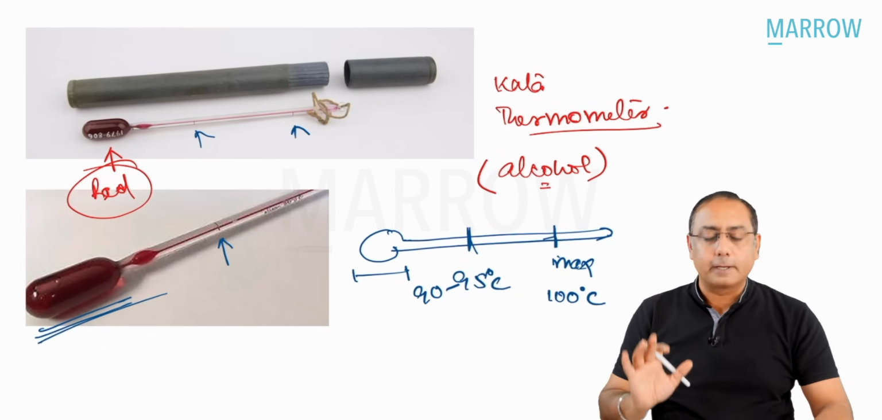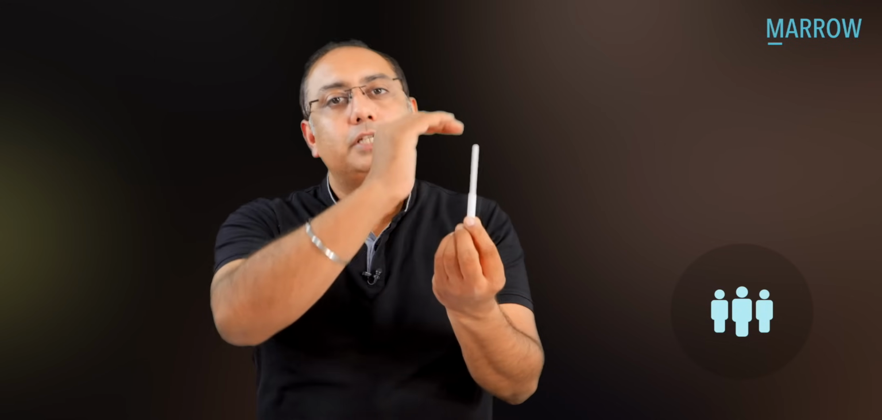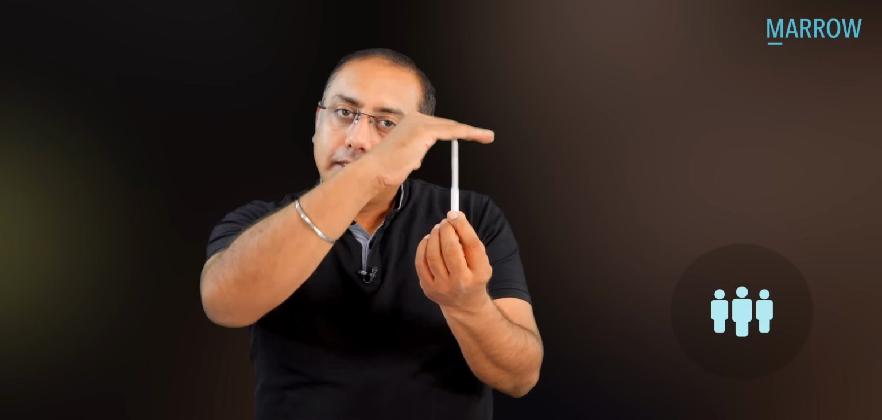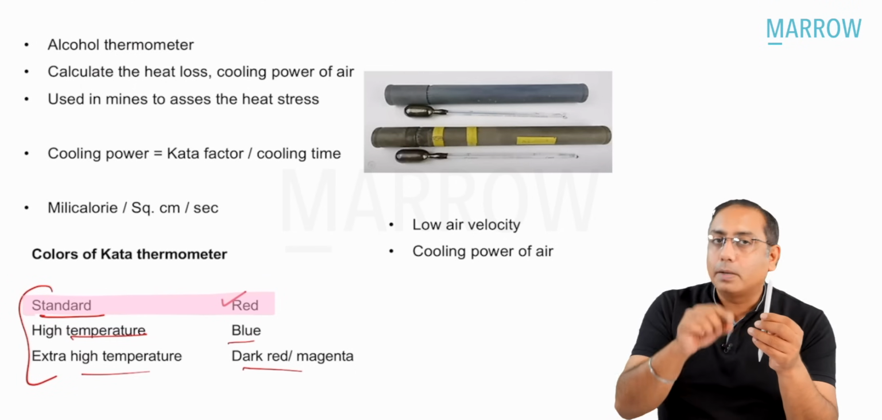Different types of Katas are there. Try to understand how much is the fall in temperature. It's not about the rise in temperature, it's the fall. So you take the Kata thermometer, you dip it in hot water or hot liquid so that the temperature increases to 100. Once it increases to 100, you see how fast it falls. You calculate the time. This time is called as cooling power of air. It also tells you about low air velocity. So a lot of MCQs come on Kata thermometer.